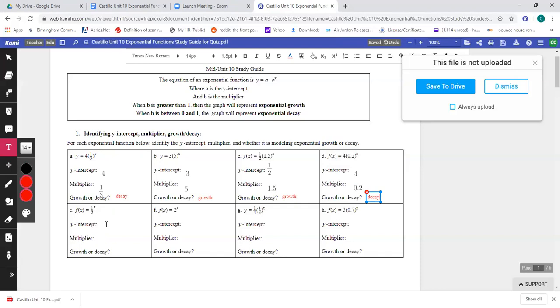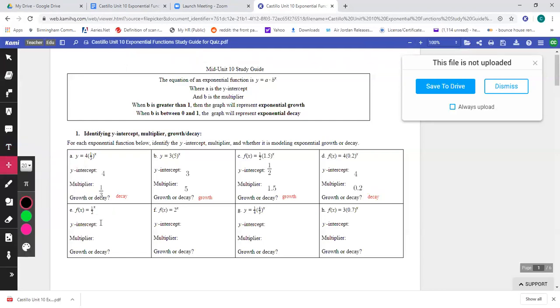Okay, E and F, a lot of you got wrong on your homework for this type of problem. For E, you only see one number. Some of you got confused if that's your A or your B. Well, look up here. Whatever's attached to your x is your b. So 1/2 is your multiplier. If there's no number out in front, your y-intercept is going to be 1. And then here, your multiplier is 1/2. Okay?